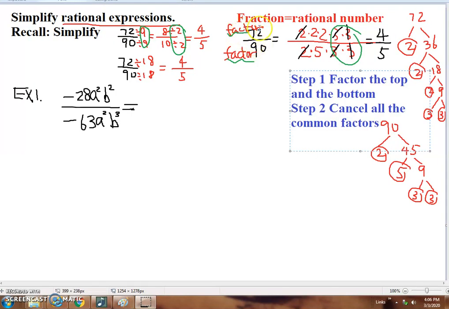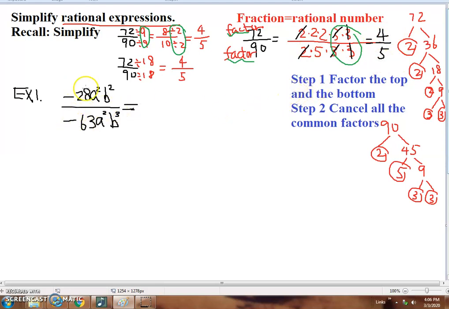Notice that we first factored 72, the top, and then we factor the bottom 90. So that's the first step. Factor the top and the bottom. And then after we factor everything, we can see what they have in common, the top and the bottom. And then we can cancel all the common factors, like 2 and 2, 3 and 3, and copy down whatever are left. So we're going to do the same thing here, follow these 2 steps.